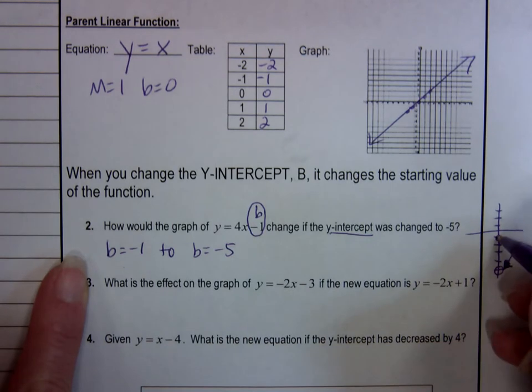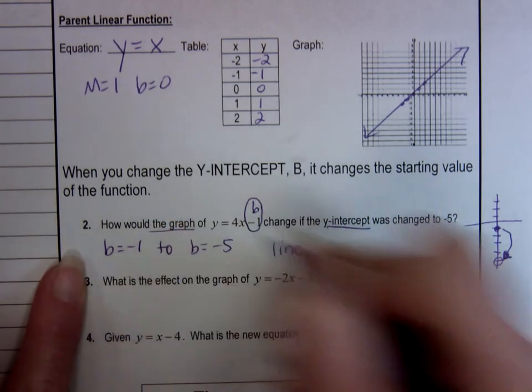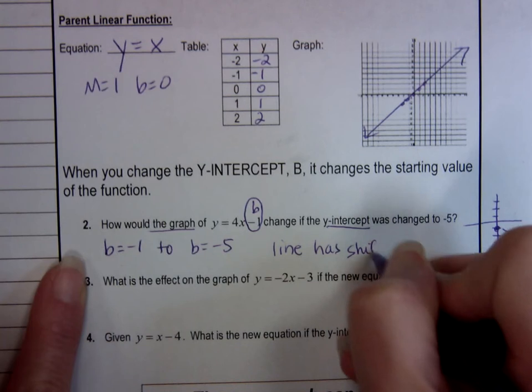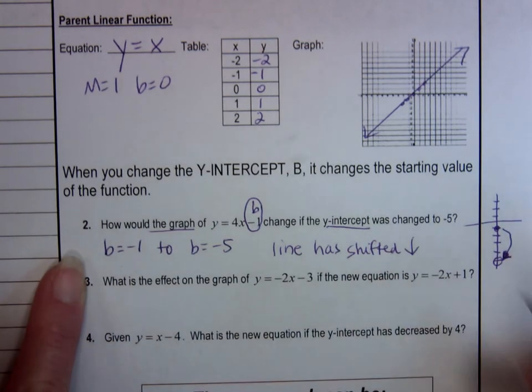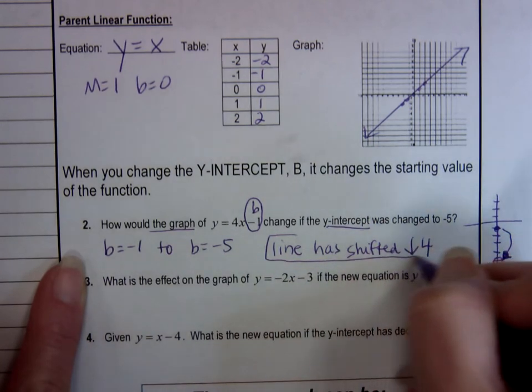So we would go down 1, 2, 3, 4. So this one, since it's talking about how would the graph change, the line has shifted down 4 units. So this would be the answer. The line has shifted down 4.